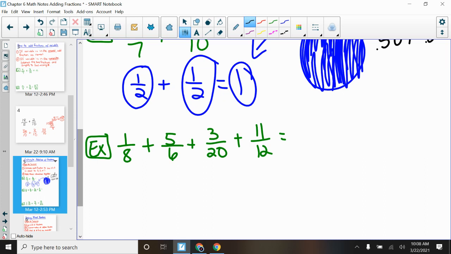Okay. I can do it. So that one has a 1/8 plus a 5/6 plus a 3/20. I already know what it is. I know what it is. Why grabbing that for me? This is easy. I can do this in my head.